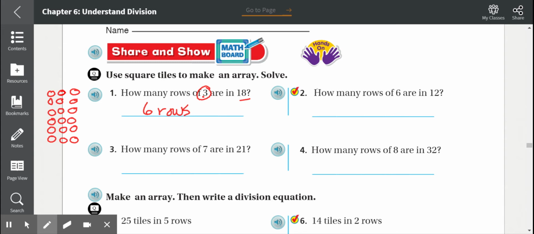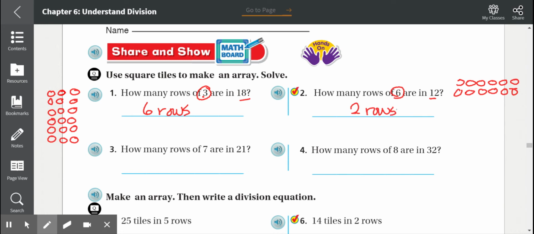Let's do this one. Number 2, how many rows of 6 are in 12? So we're going to make a row of 6 until we get to 12. 1, 2, 3, 4, 5, 6, 7, 8, 9, 10, 11, 12. That's 2 rows.